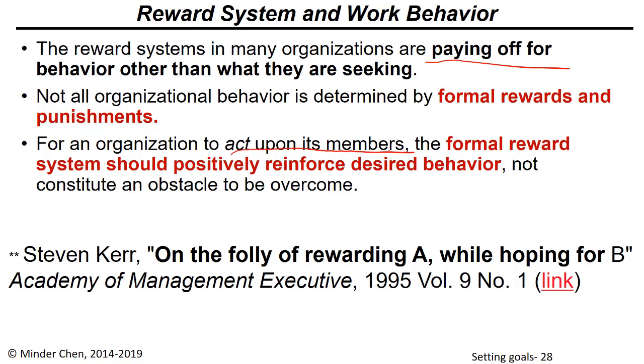So for an organization to act upon its members, the formal reward system should positively reinforce desired behavior. Remember Pavlov; the reinforced motivation studies pretty much say the same thing. We need to have a reward system that will positively reinforce desired behavior. And there's a classic paper by Steven Kerr on the folly of rewarding A while hoping for B. This is a very interesting article. Basically, we're hoping for B, but we're rewarding A. So we're not really rewarding the behavior that we desire.